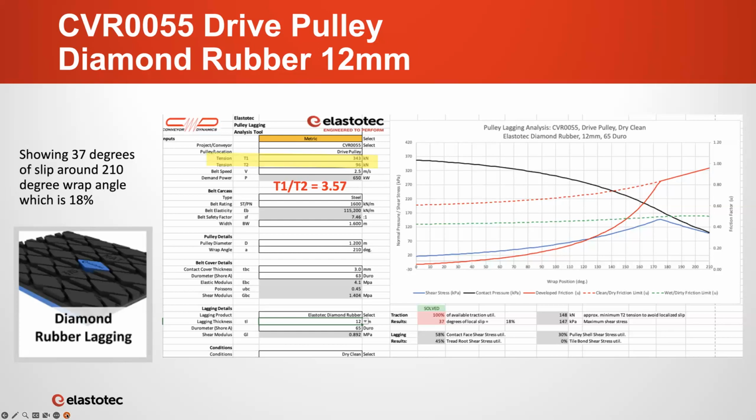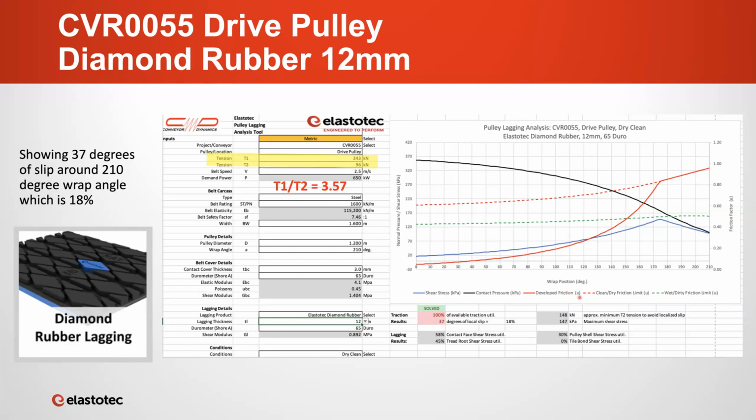This is the first lagging. It's 12mm diamond rubber, and the analysis shows localized slippage. We can see here that the localized slippage starts at around 175 degrees around the arc of contact, and it results in a total of 37 degrees of slip, or 18% of the wrap angle.